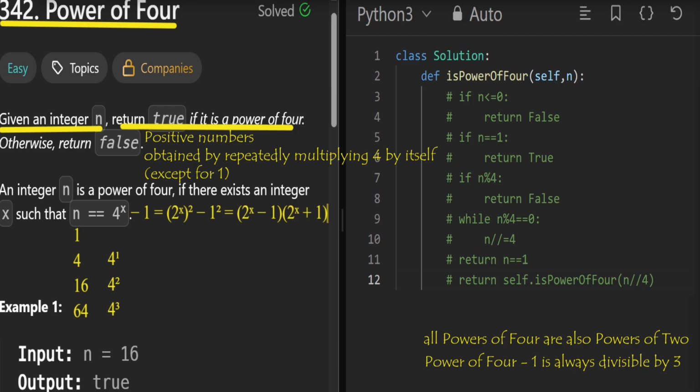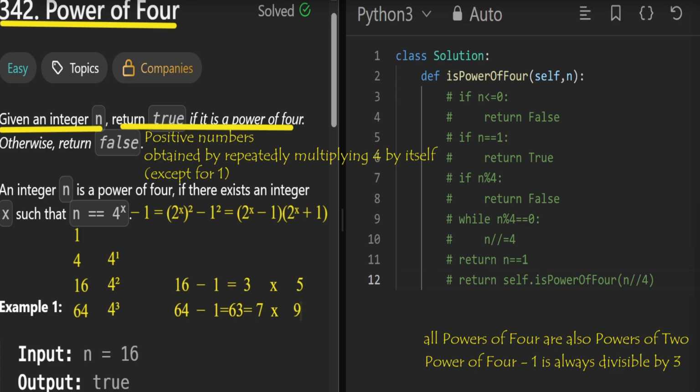For example, let's examine the power of 4, number 16. 16 minus 1 equals 15, which is 3 times 5. 3 is divisible by 3, so 15 is also divisible by 3. How about 64? 64 minus 1 equals 63, or 7 times 9. 9 is divisible by 3, so is 63.